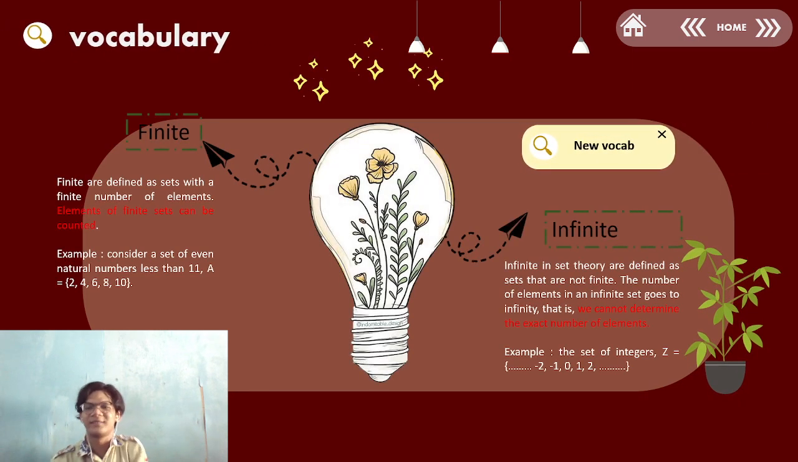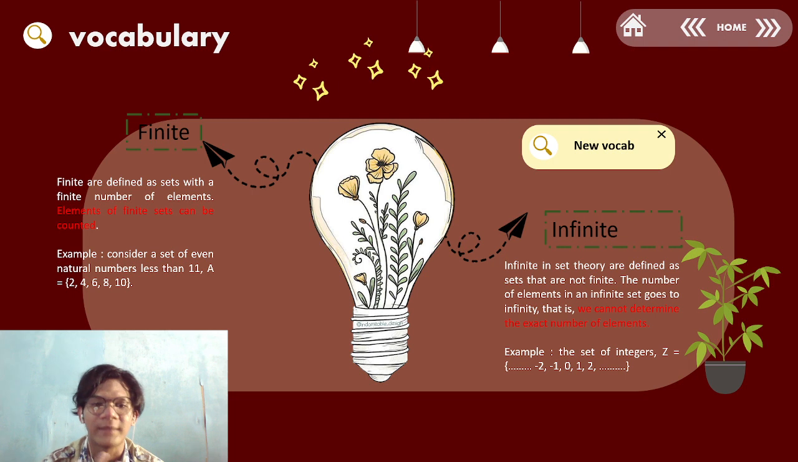Next is finite. Finite sets are defined as sets with a finite number of elements. Elements of finite sets can be counted. For example, consider a set of even natural numbers less than 11. A is equal to 2, 4, 6, 8, and 10.